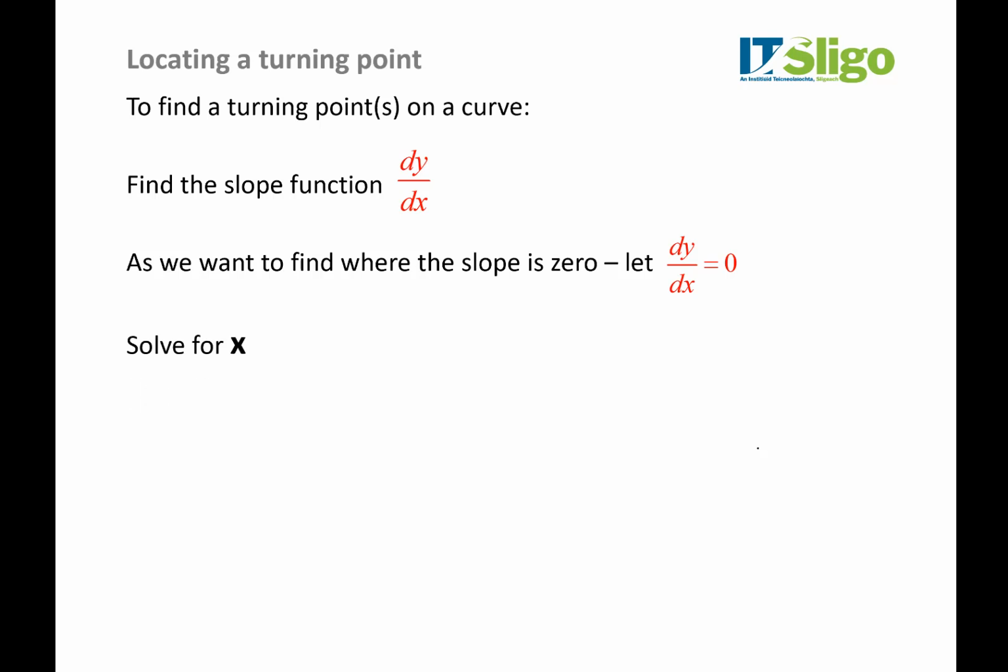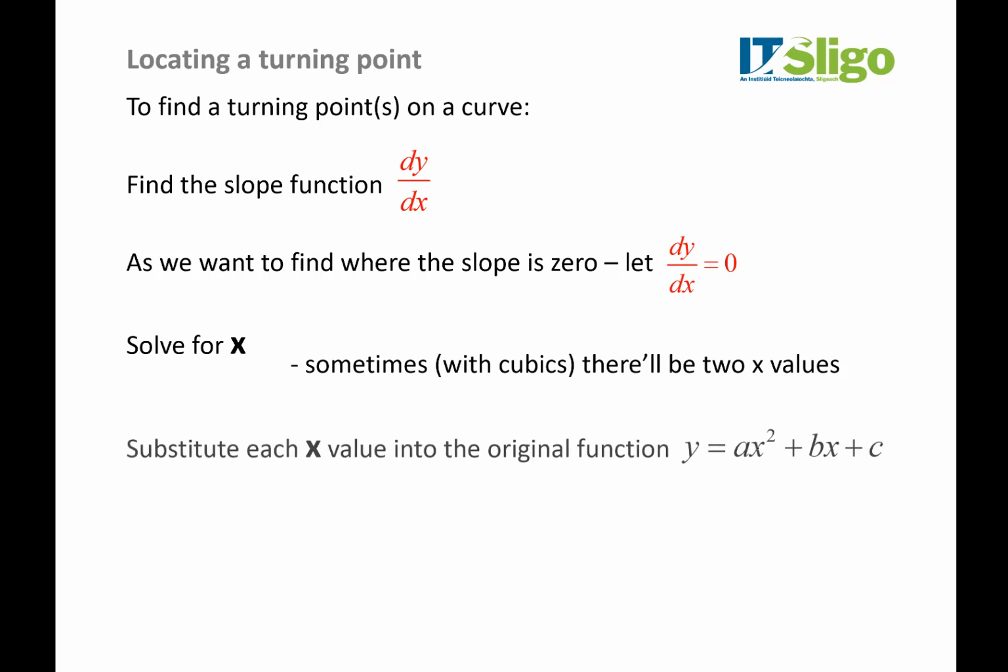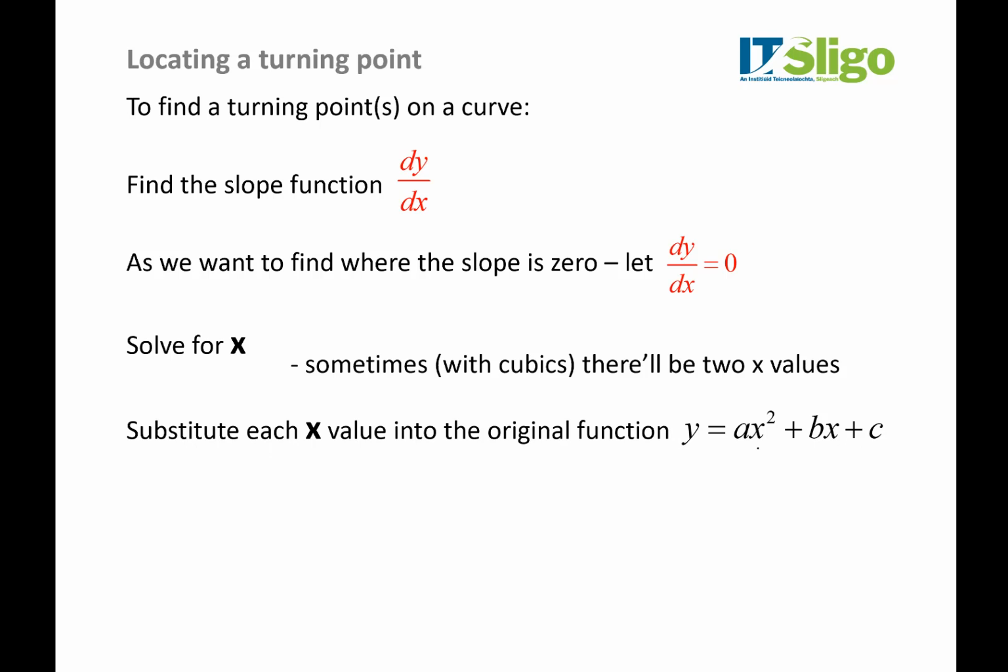If we're looking at quadratics, we'll only get one value for x. But sometimes with cubics, there'll be 2 x values. Once we know our x values, we substitute each value back into the original function you were given with the question. So once we find x, we want to find y. And what function gives us y? The original function tells us what y is. So we substitute in the x value and solve out, and then we'll be able to find y. Remember, a, b, and c are just constants.